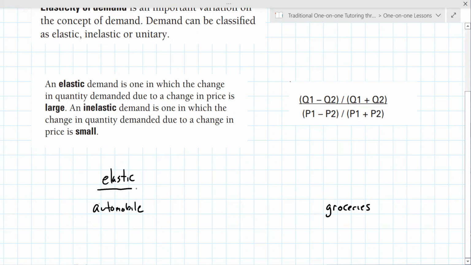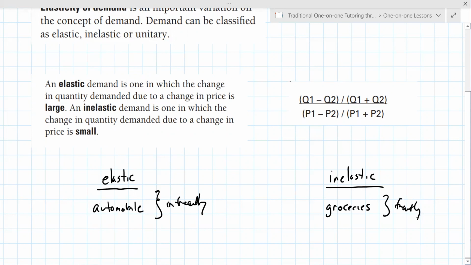Yeah, and that's why I want to go through this, because it's easy to misrepresent elastic versus inelastic. The elastic demand is one in which the change in quantity demanded due to a change in price is large. And the idea here is that they're purchased infrequently. Oh, okay. Whereas these are purchased frequently.